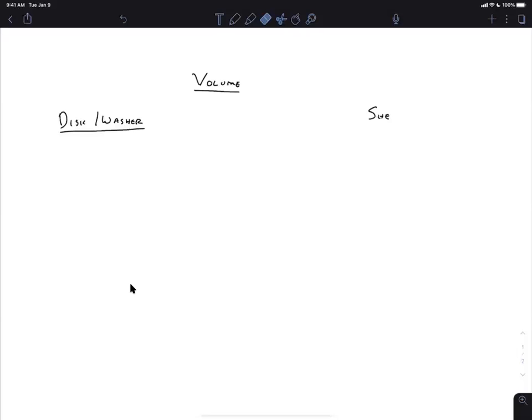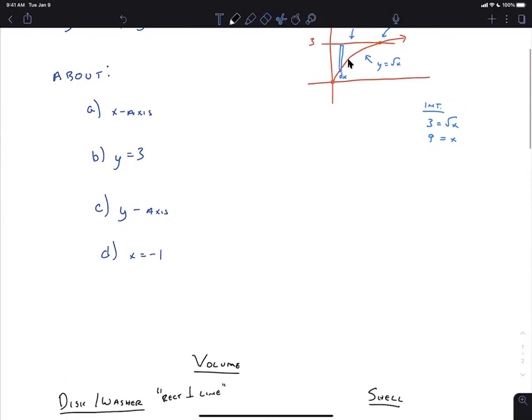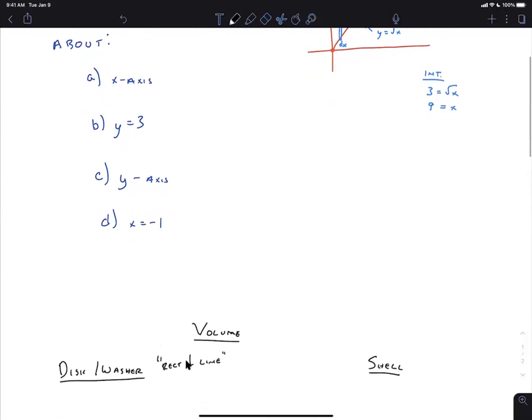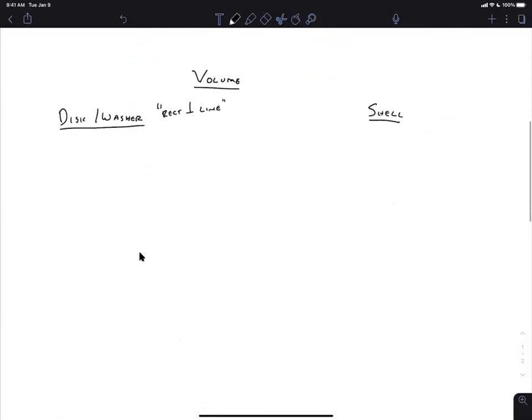The dishwasher method is when we think of the rectangle as being perpendicular to the line we're revolving around. We put that in quotes because it's very informal to say that, but we think of this rectangle as being vertical, even though that doesn't really exist. If the rectangle is perpendicular to the line, we use the dishwasher method. If the rectangle is parallel to the line, we use the shell method.